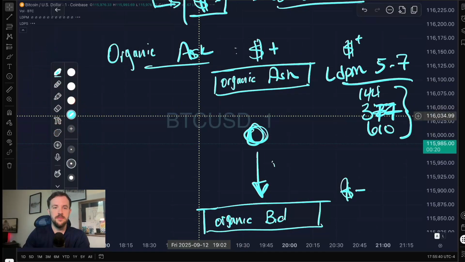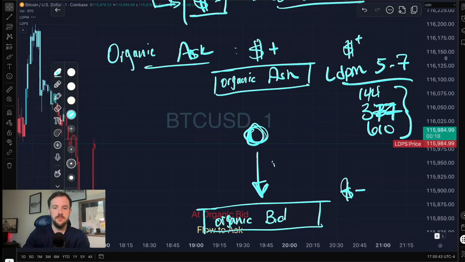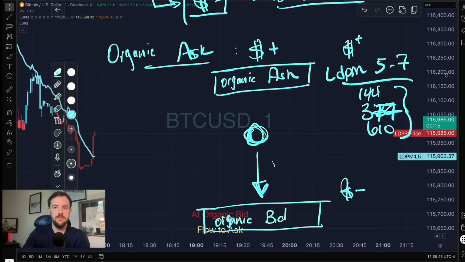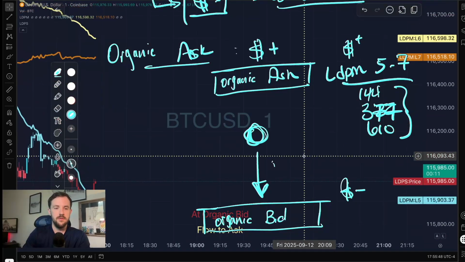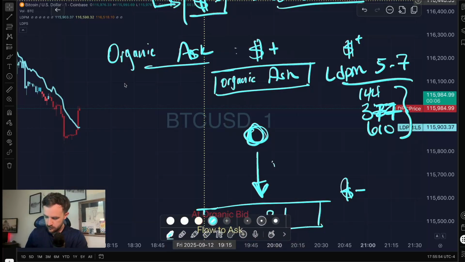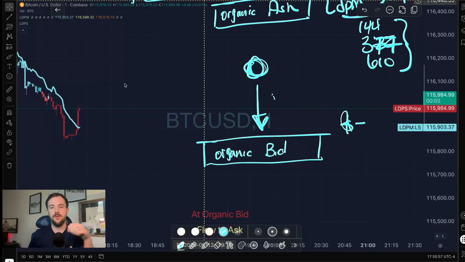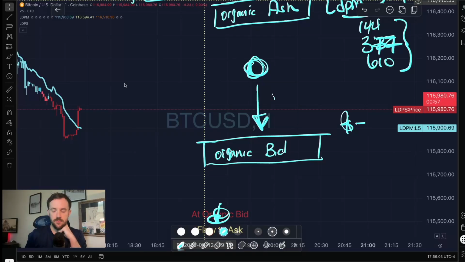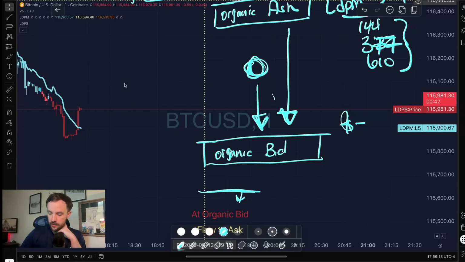Let's do like 1 minute. So currently we see the text that transactions are occurring at the organic bid. That means the ask is stepping down to the organic bid, and the consequence is price depreciation.